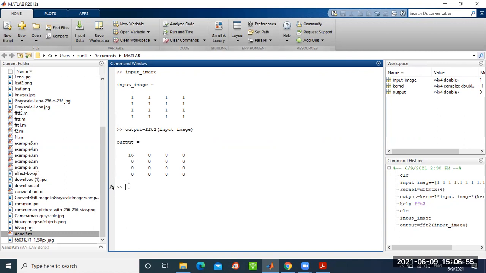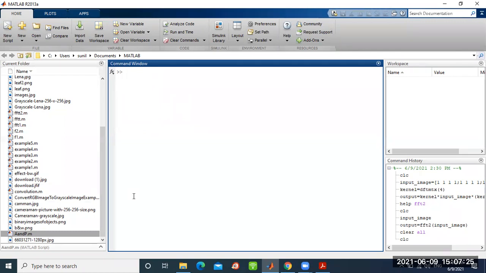Let me clear the workspace first. What is the command we used to clear the workspace? Clear all. Writing clear all deletes all the variables in the workspace. Fine. So let me take the input image. Also clc to clear the window. Okay, let me write the input image.